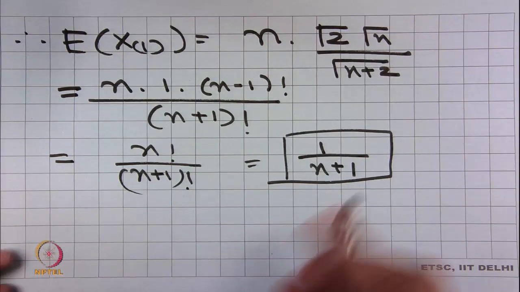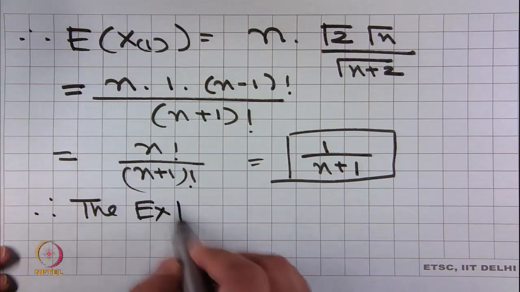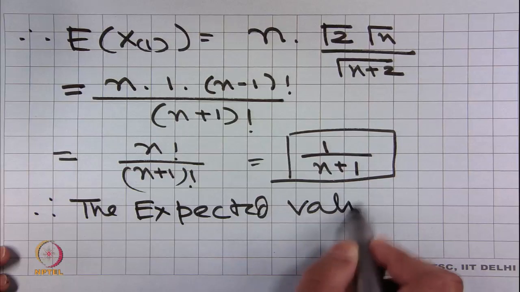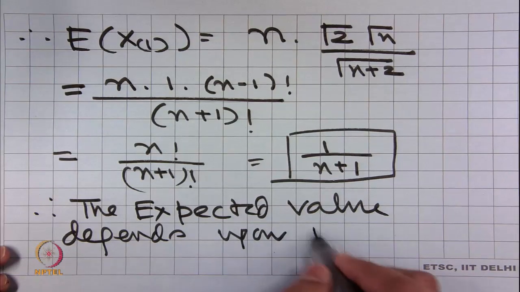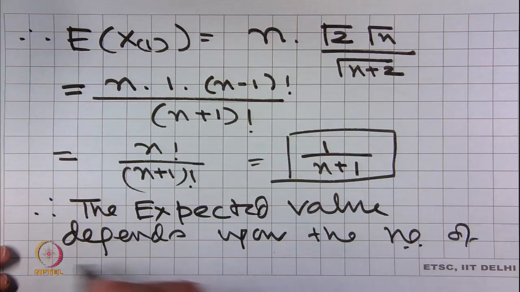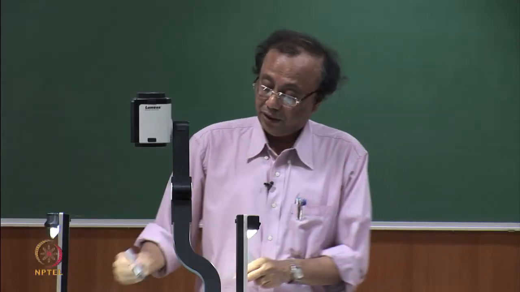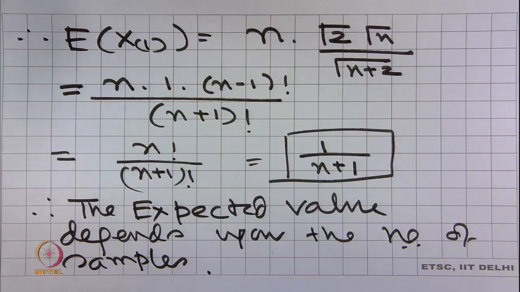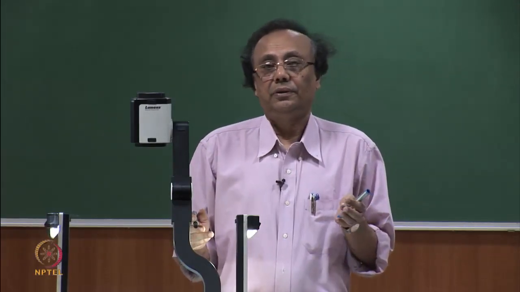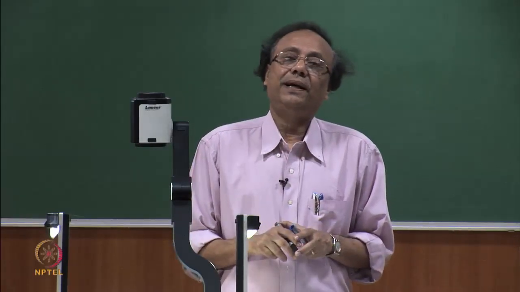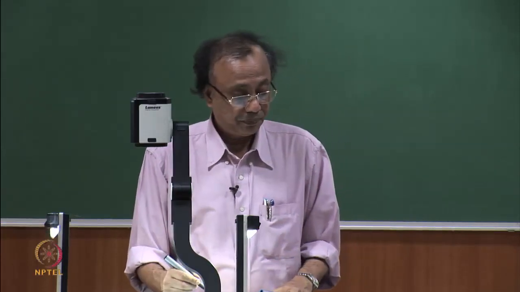Therefore, the expected value of x 1 depends upon the number of samples, and as n increases, this quantity 1 upon n plus 1 converges to 0, which is expected, because if you are sampling from uniform 0 1, then the minimum is expected to go to 0, and as we have observed, the maximum is expected to converge to 1.